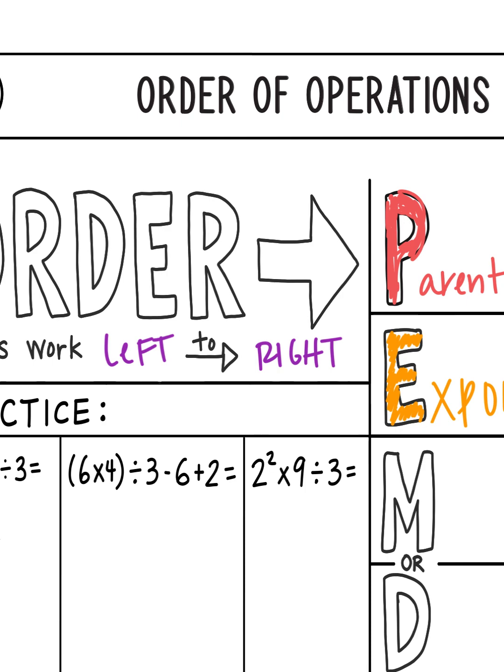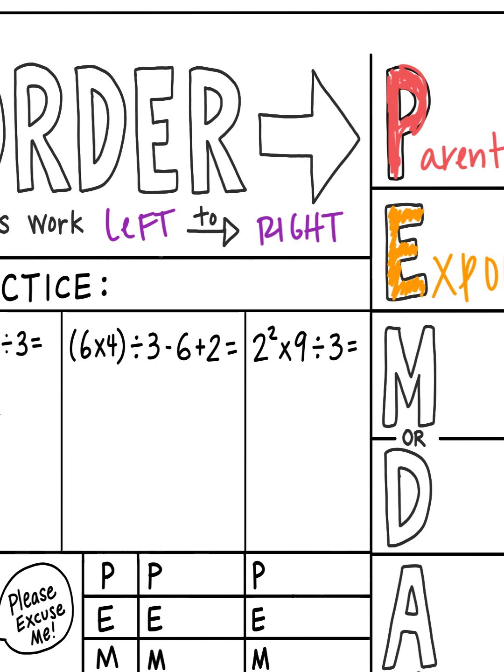Then you get into the M, which means multiply, or divide. Why do you think it says or here? Maybe because it could be multiplying or dividing. Because it is multiply or divide. What does it say right here? Always work left to right.